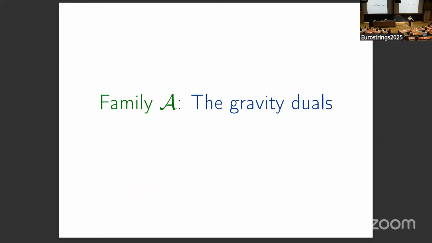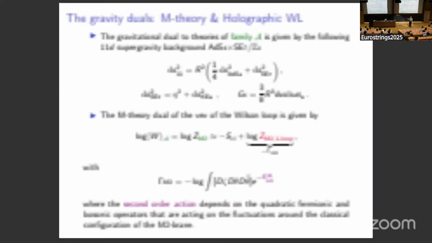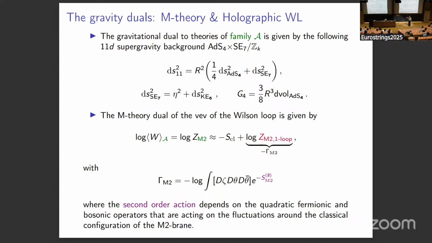So let's go to the actual calculation that we did on the gravity side. The gravitational dual of family A is given by this metric in 11D supergravity. What I want you to actually remember from all of this is just that, because you have a Sasaki-Einstein 7 manifold, you can write this locally in terms of its contact 1-form, eta, and its transverse Kahler-Einstein space. Of course, you have a G4 flux also turned on.